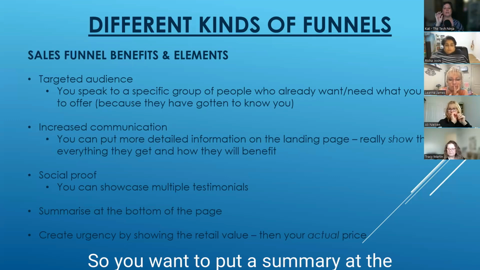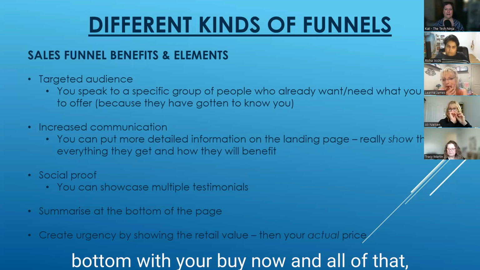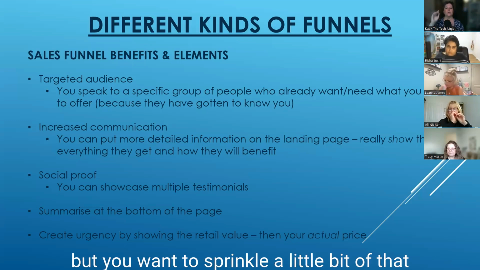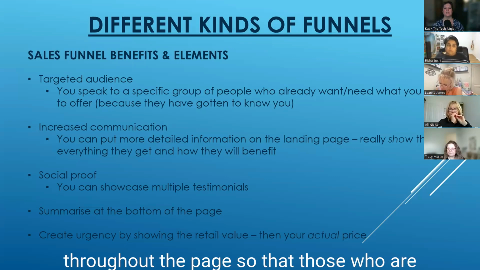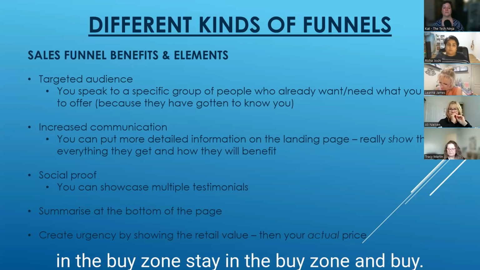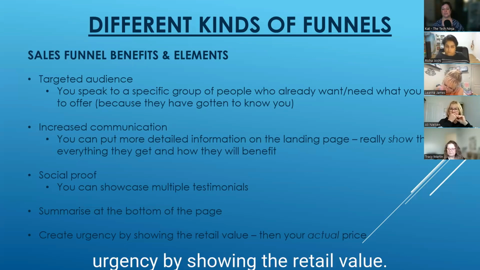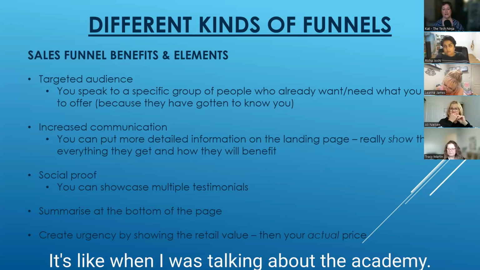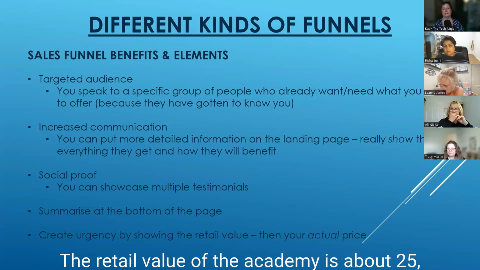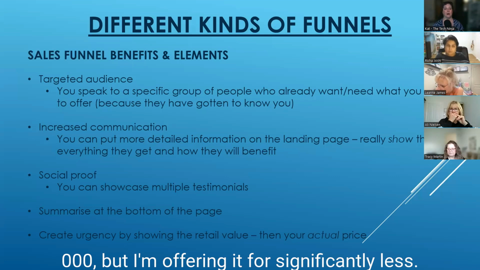So you want to put a summary at the bottom with your buy now and all of that, but you want to sprinkle a little bit of that throughout the page so that those who are in the buy zone stay in the buy zone and buy. So just a little tip there. And you want to create some urgency by showing the retail value. It's like when I was talking about the academy. The retail value of the academy is about $25,000, but I'm offering it for significantly less.